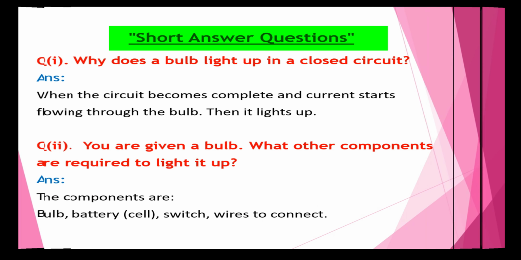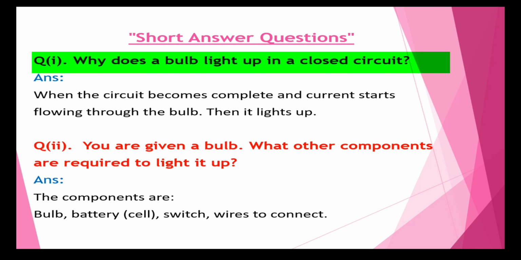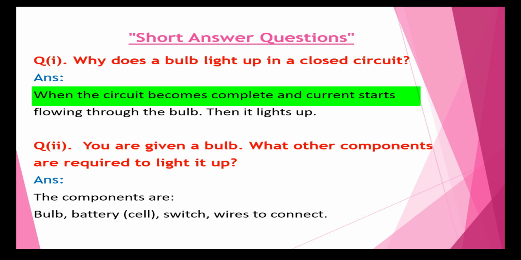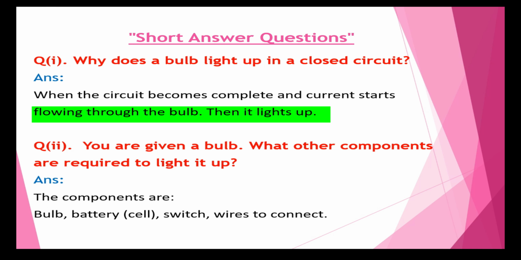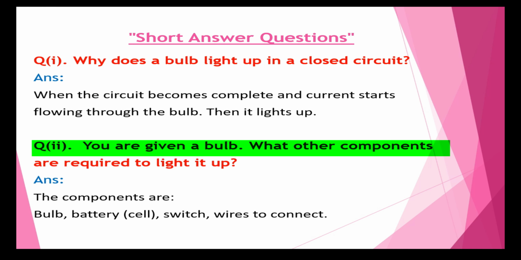Short answer questions. Question number 1. Why does a bulb light up in a closed circuit? Answer. When the circuit becomes complete and current starts flowing through the bulb, then it lights up.